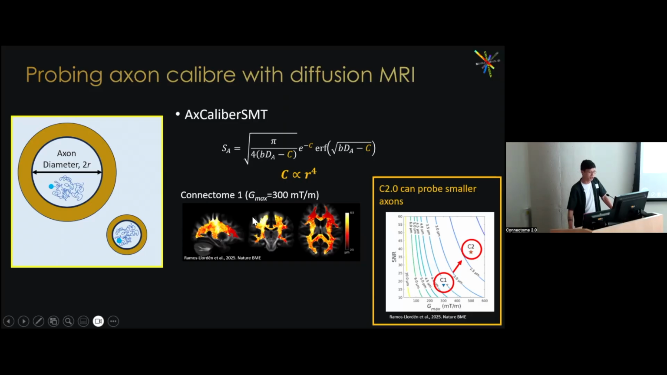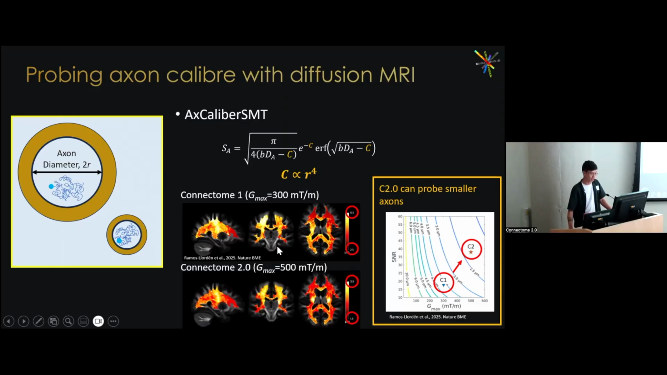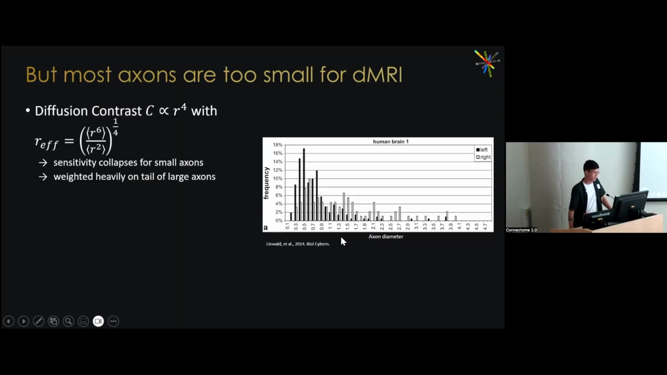And recently, we demonstrated that using the high gradient performance of the Connectome 2, we may be able to probe smaller axons in the brain. And we validated that with in vivo data, showing that the axon diameter map we obtained from the Connectome 2 is smaller than what we have previously obtained. While this is very promising, as Marco mentioned in the morning, it's actually very difficult to measure the small axons in the brain.